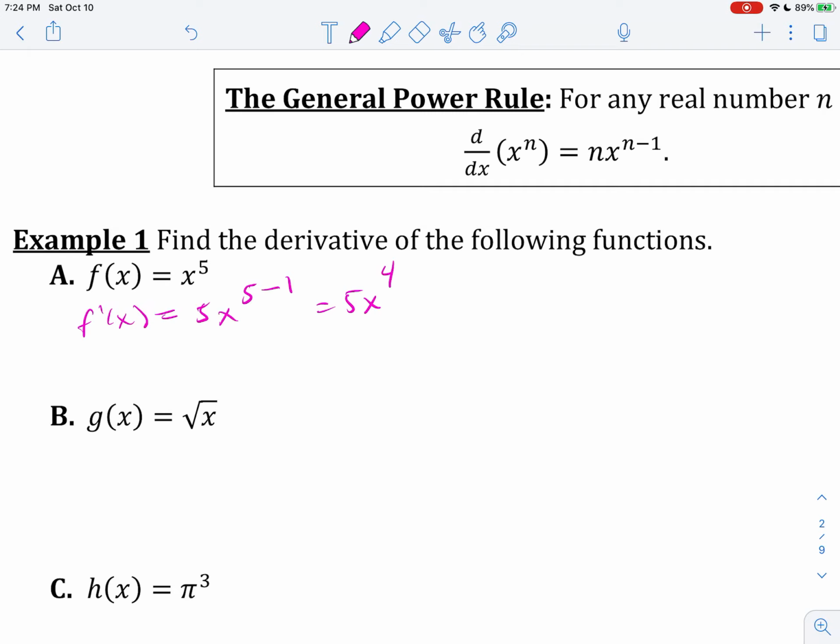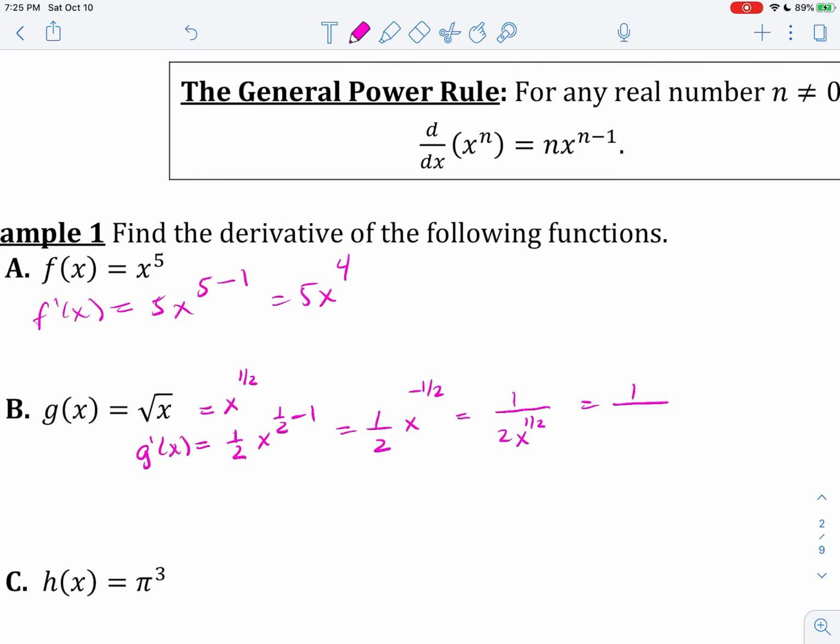For g of x equal to square root of x, we can use our exponent rules and say that this is equal to x to the 1/2. And so our g prime of x, we take our exponent down and we subtract 1. And so I can simplify this. 1/2 minus 1 is the exponent minus 1/2. I can take that downstairs and call it 1/2 times x to the positive 1/2. And I can replace it with its radical. So our g prime of x is going to be 1 over 2 root x.